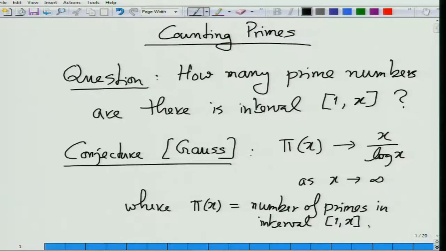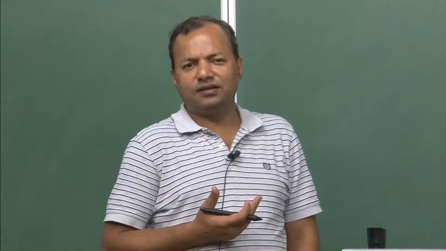So, if we denote by pi x the number of primes in the interval 1 to x, then pi x tends towards x by log x as x goes to infinity. So, it is not equal to, but tends towards, which is another way of saying that the limit as x goes to infinity of pi x over x by log x tends towards, not 0, but 1. Okay, so that is the conjecture, and that conjecture motivated a lot of interest around that time, which was the early 19th century.